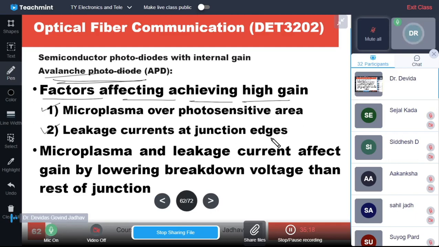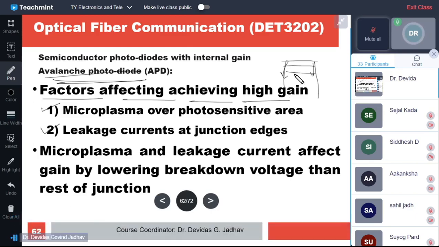Okay. So if this is the P region, N region, P region and intrinsic region, at the junction edges, from the sides of the junction, there is a leakage current. Even though the reverse bias is there, at the edges there is a leakage current. So this is the factor which affects the high gain achievement.